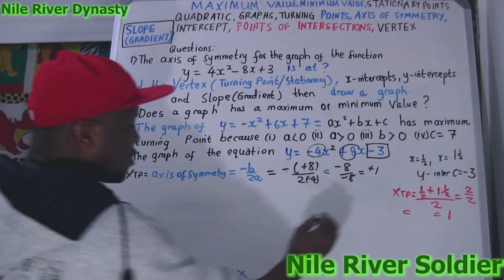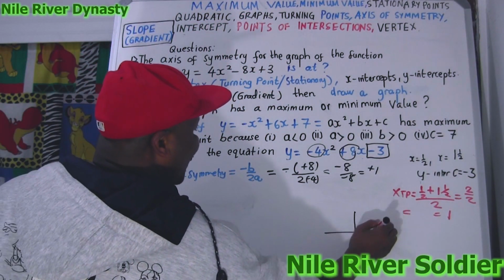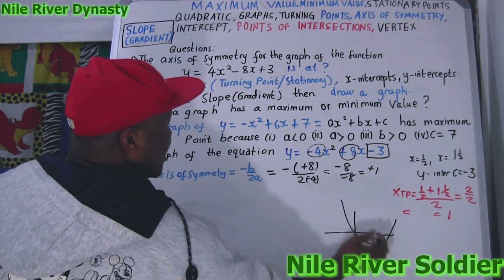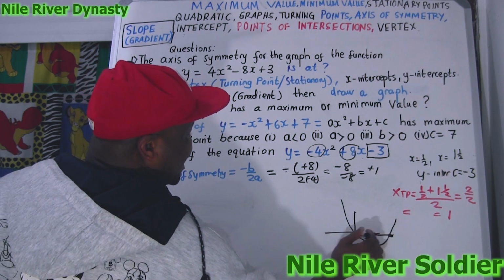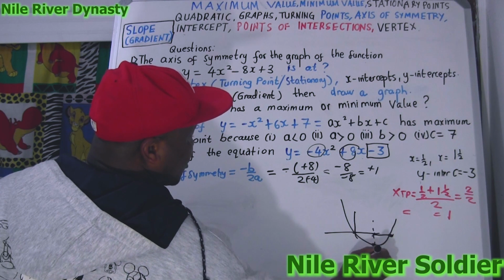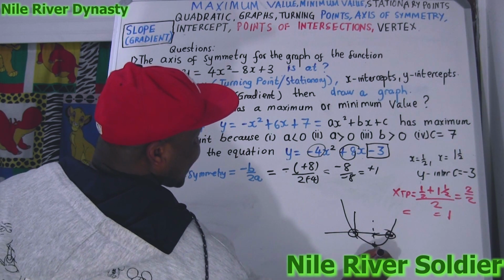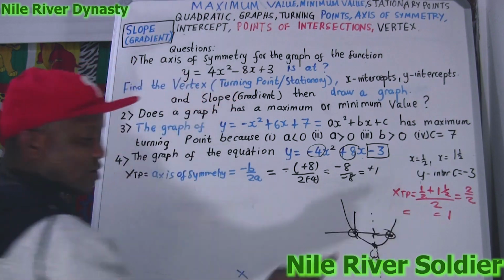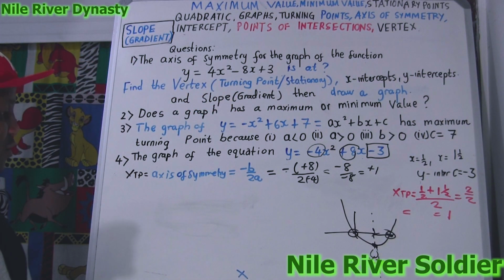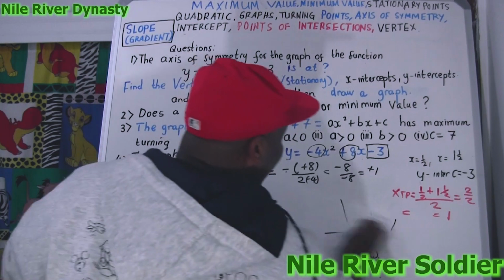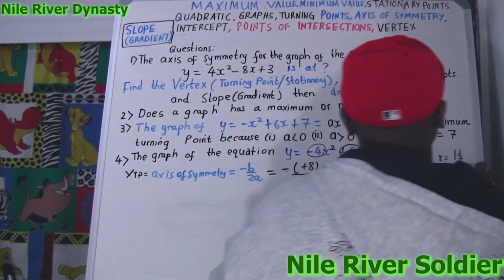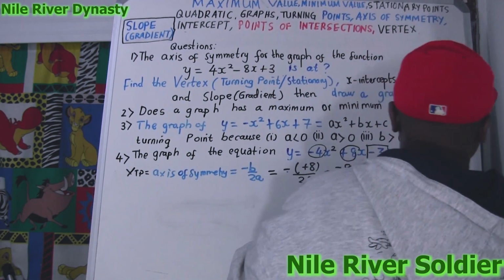Let me explain quickly why. If I have a graph like this, and I want to get this point, it must be halfway between this and this: add them and divide by 2. That's why we take the x-intercepts, add them, and divide by 2 to give us x at the turning point, or the axis of symmetry. So that's how we get it. Now we have x at the turning point.